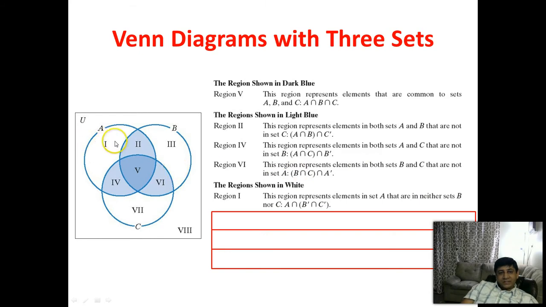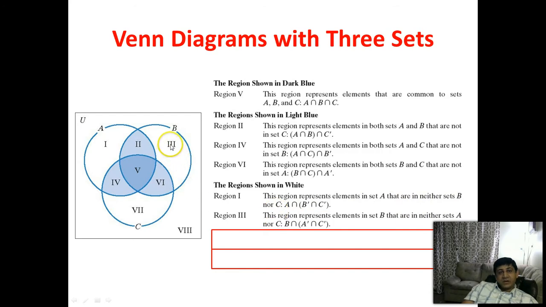Moving on to region 1, this is an easy region. This region, and this region, there are no overlaps there. So this region is exclusively in set A, no overlaps here. Region 1 means elements of set A which are not common to any other set. Mathematically, it means A intersection B complement and C complement. So we are excluding those two. This region represents elements in set A that are neither in set B nor in C.